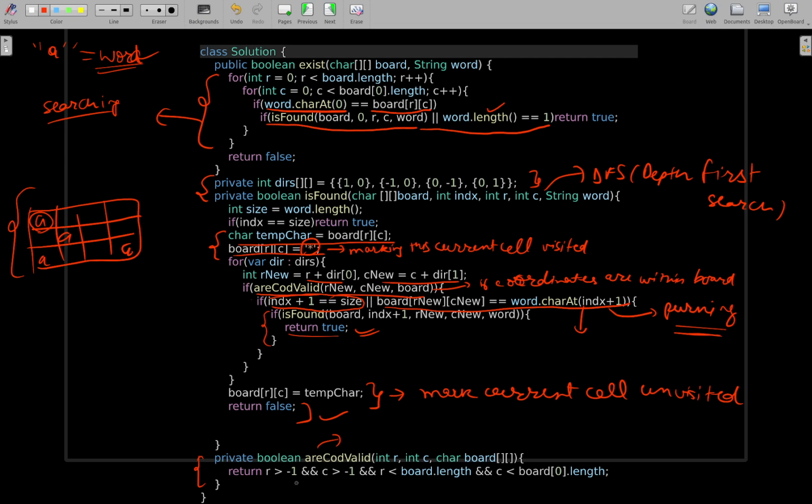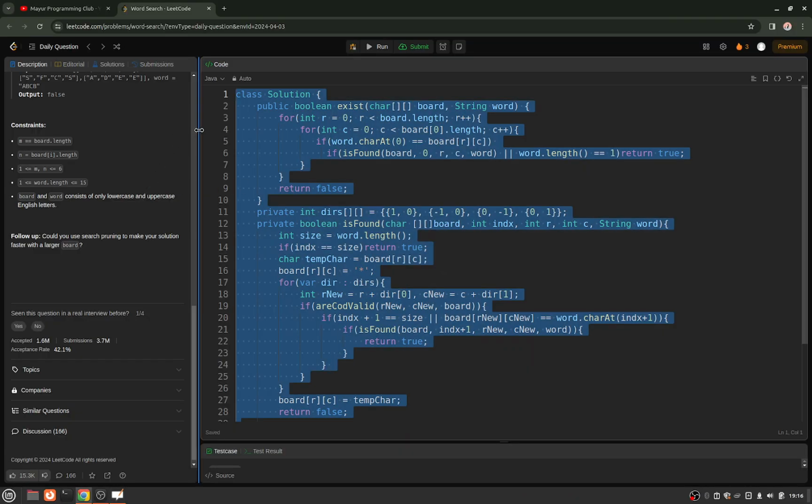So the new coordinates R and C, row and column, should both be at least greater than -1, and R should be less than the number of rows in the board, and C should be less than the number of columns in the board, since it is zero-based indexing. So this is the whole approach, and how we will be solving this problem. And that's pretty much it.